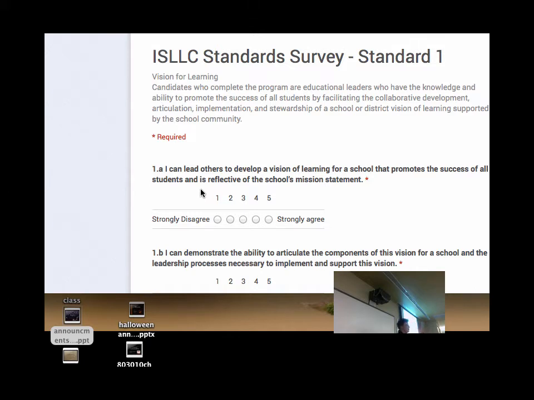Not how well are you going to be able to do it. So if you don't even understand what the words mean in here, you're not at a 5.